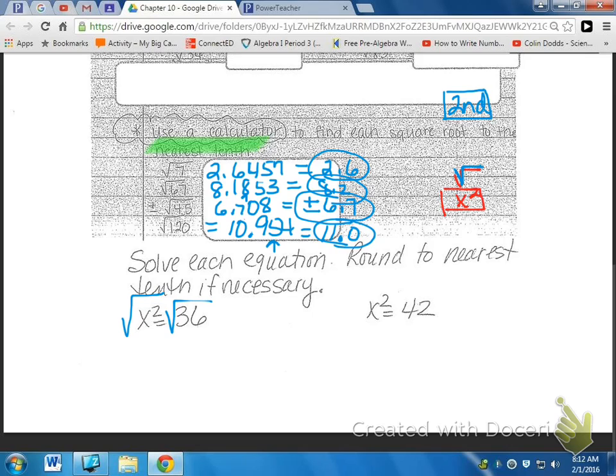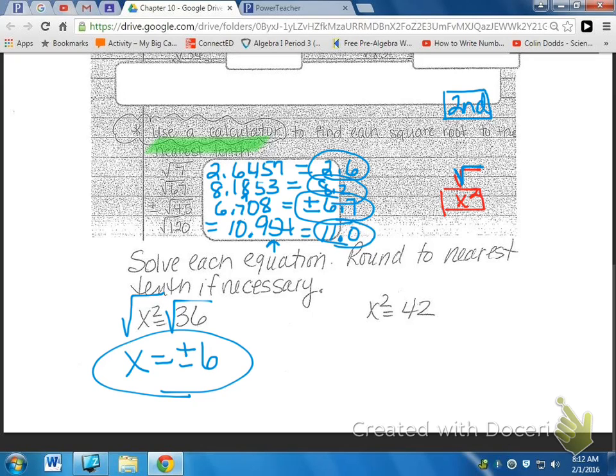Question? Oh, x. And then this is where you must put plus or minus. And what's the square root of 36? 6. Plus or minus 6. This happens when you're solving an equation. You have to consider both.